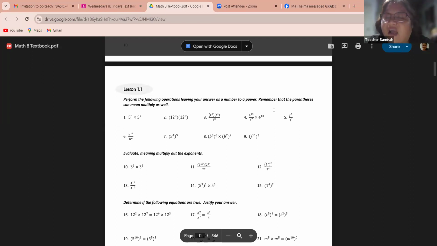Okay, why does it become 36? Look at this. 3 times 6 is 18, and 2 times 9 is also 18. If I add 18 and 18, it will give me 36. That is why the answer is B with the power of 36. Very good.